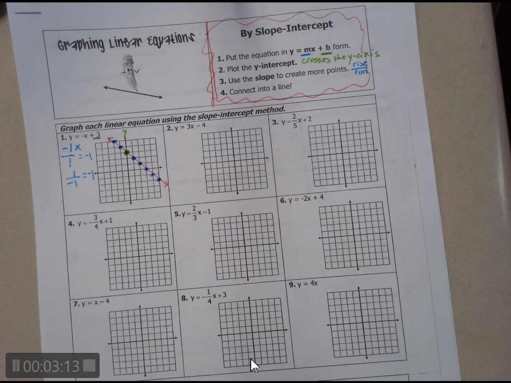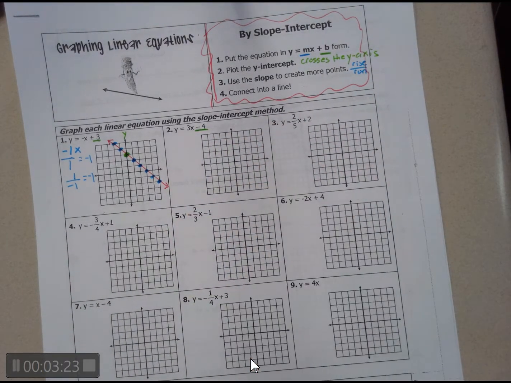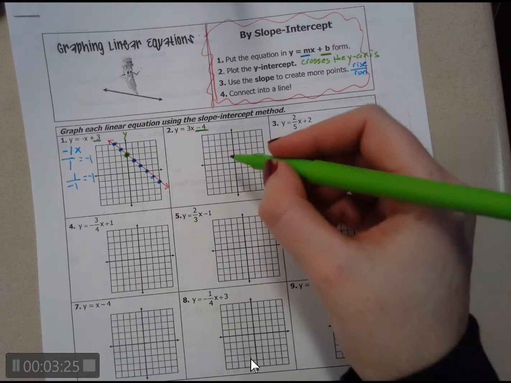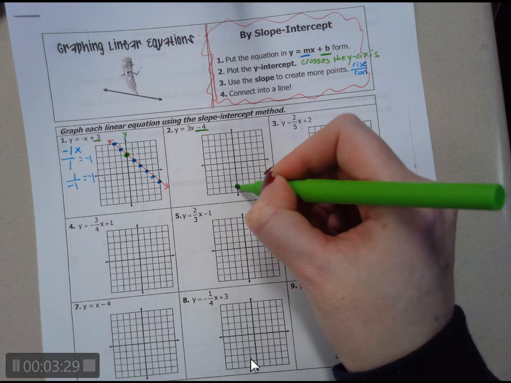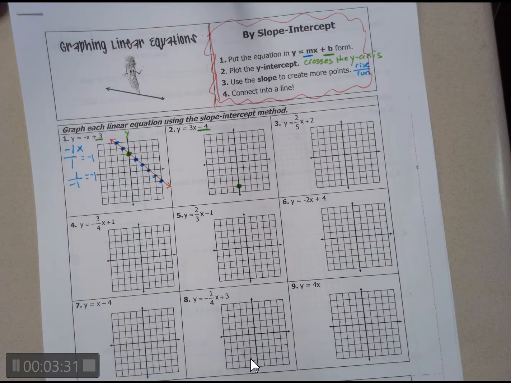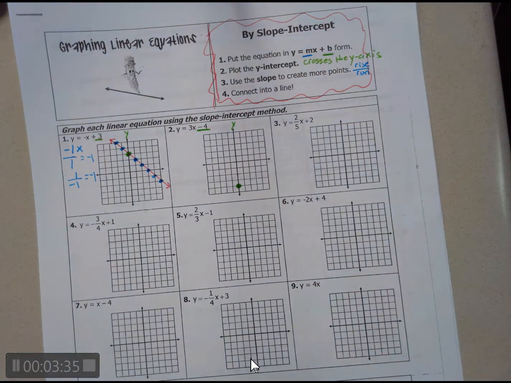Okay? Alright, let's try another one, okay? Because this can be tricky. So, the easy part is graphing the y-intercept. Okay? So we have a y-intercept of negative 4. So I'm going to go down 4. 1, 2, 3, 4. Are we okay with that? Alright. Because remember, this is our y-axis.